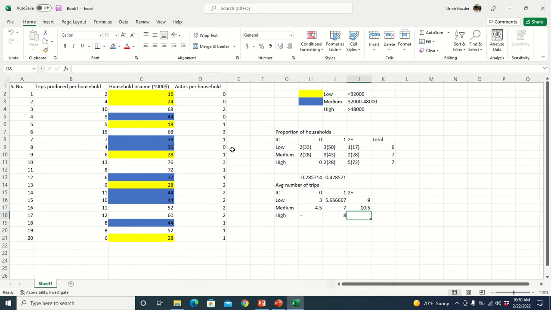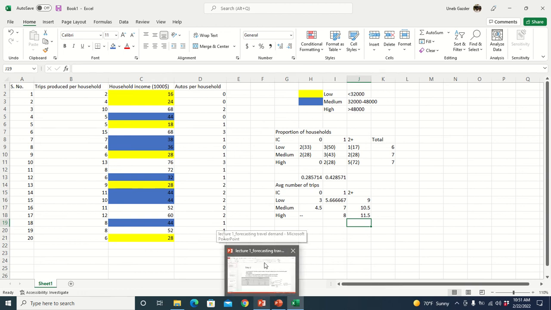Okay, then I have 5 people who have 2 plus autos and high income. This one, this one, this one, this one, and this one. Okay, so their trips are 10 and 13 and 11 and 12. Okay, so now I have the average number of trips for each type of household.